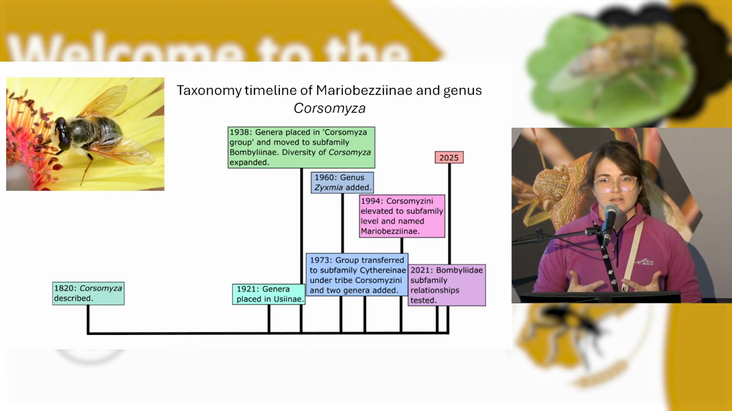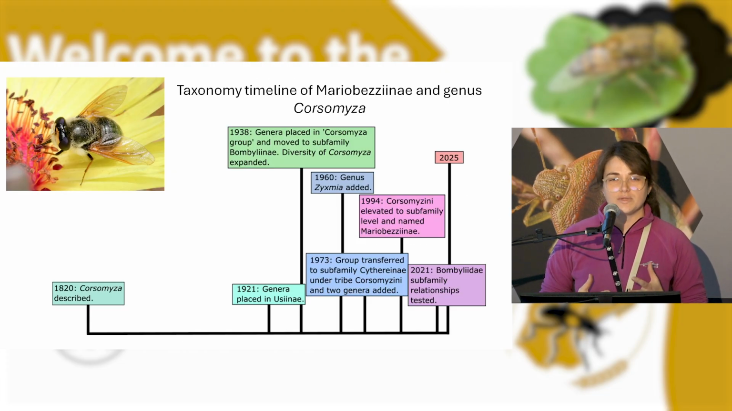Now, if you ask a taxonomist to identify Corsomyza to species level, they will audibly groan. It is hard and it's not fun. And there are a few reasons for this difficulty. First, if we look at the timeline for Corsomyza taxonomy, Corsomyza was described in 1820 and not placed in any tribe or higher level taxonomic order. So there's no further hypothesis surrounding Corsomyza and its related genera.